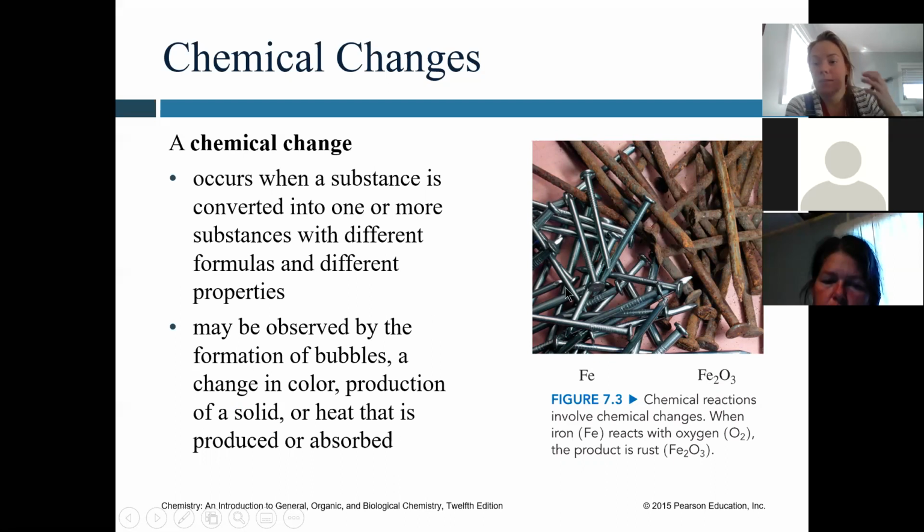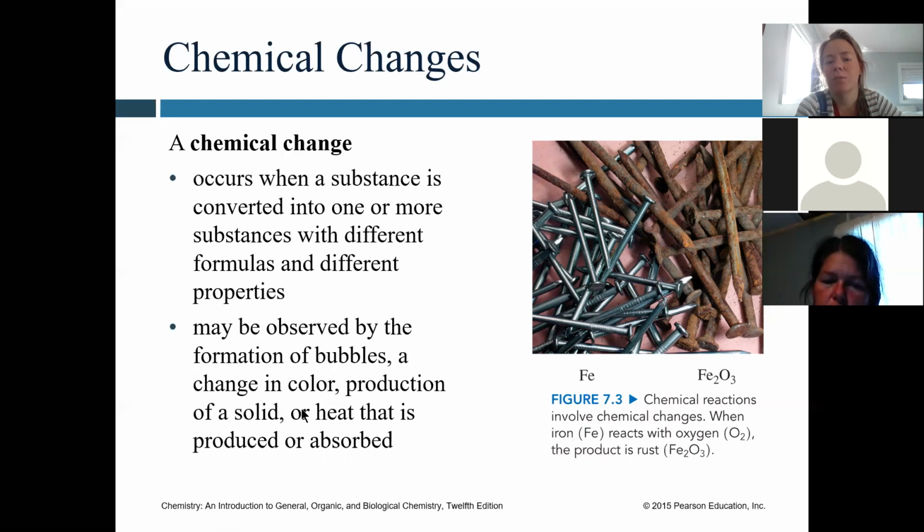Our eyes aren't sensitive enough to see the change happening. We can't actually see little baby oxygen atoms getting inserted in with the iron because it's too small. But we can see secondary or macroscopic effects. A lot of times chemical changes will be associated with bubbling, a change in color. Color is not always the case, but sometimes a change in color can indicate chemical change. Production of a solid: if I have two liquids and all of a sudden, boom, a solid pops out when I mix them together, that's probably indicative of chemical change.